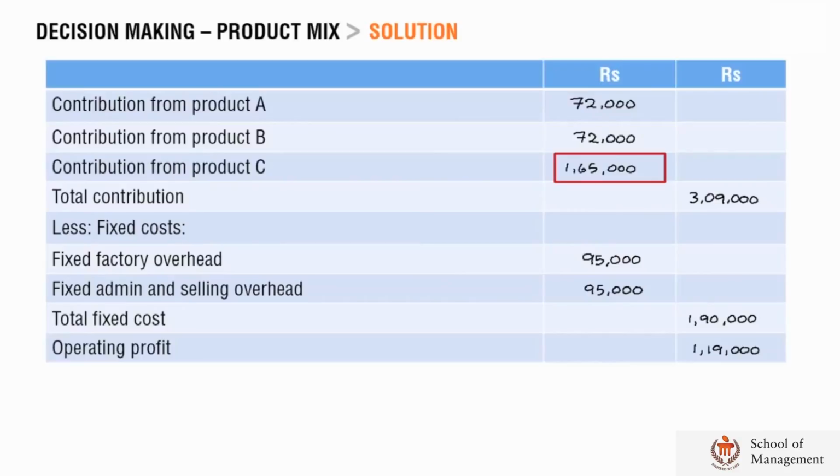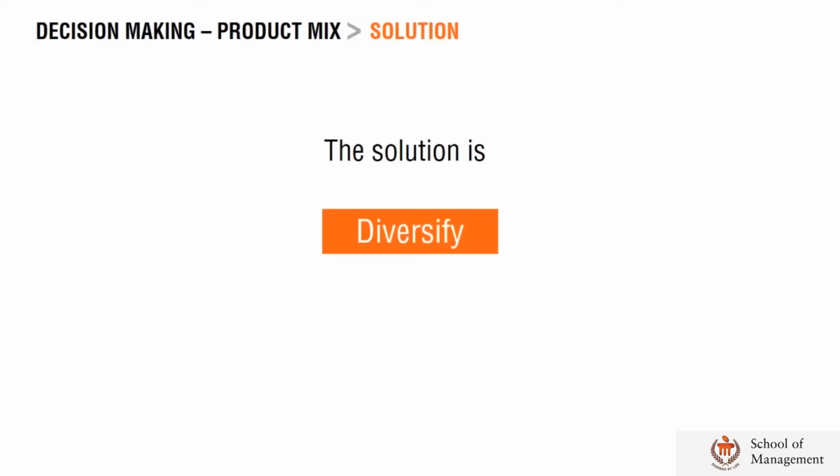In summary, you can see here that the company stands to make an operating profit of 1,19,000 rupees after the introduction of product C, as against the contribution and the profit of 50,000 rupees before the product mix was effected. And therefore, the company is well advised to change the product mix.